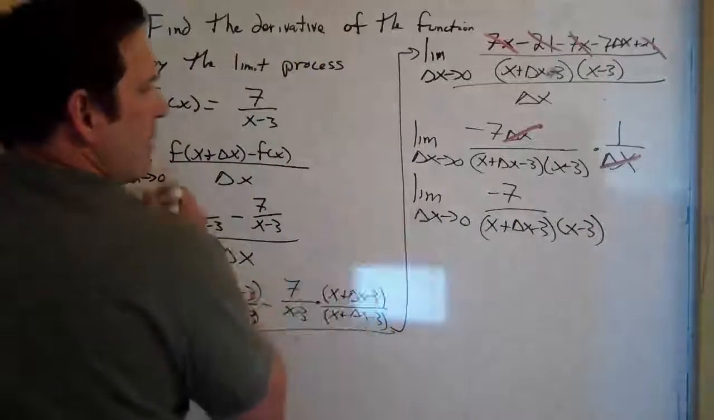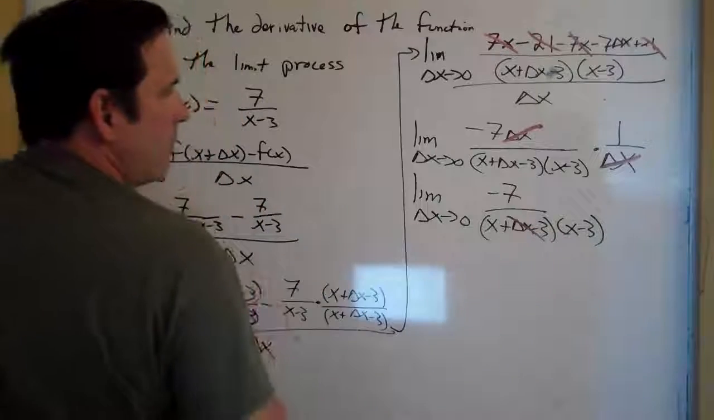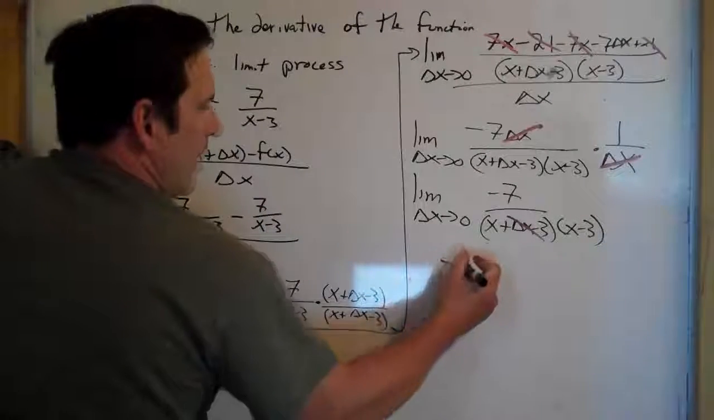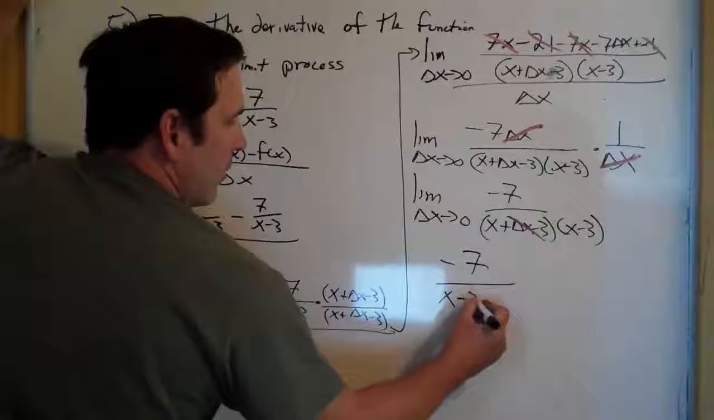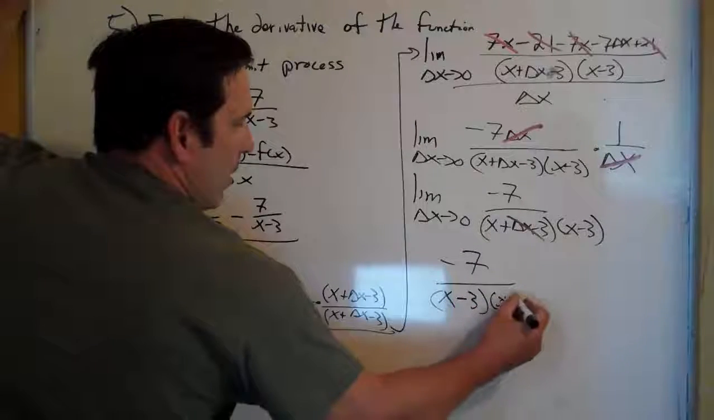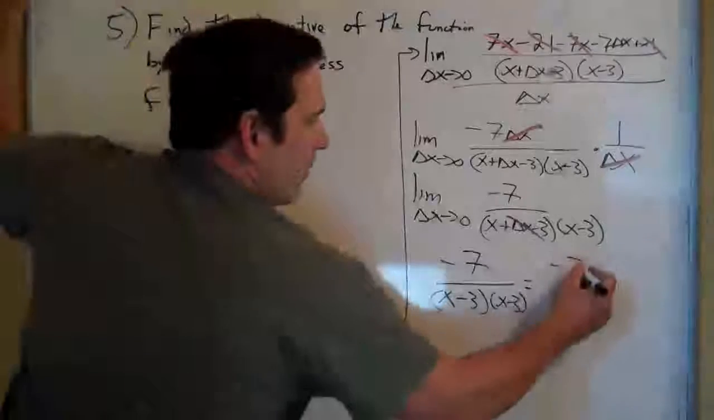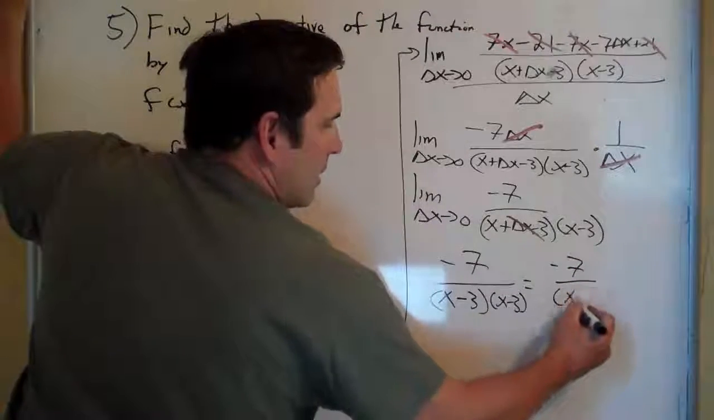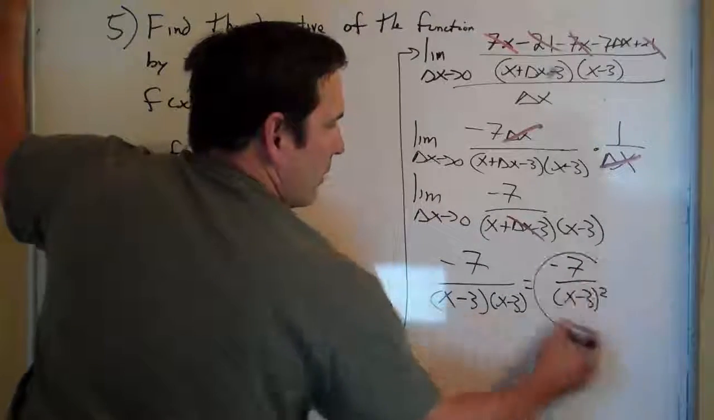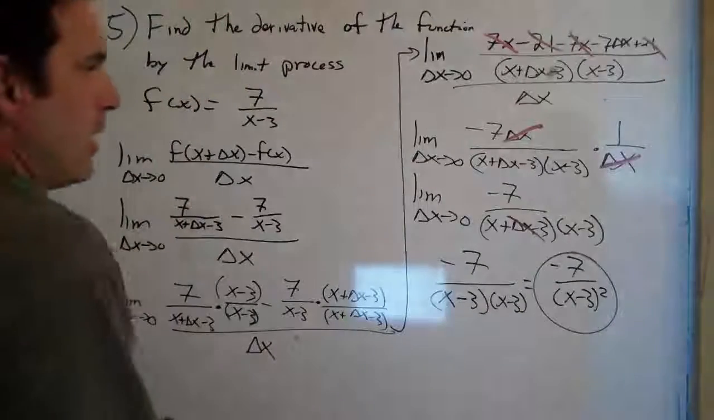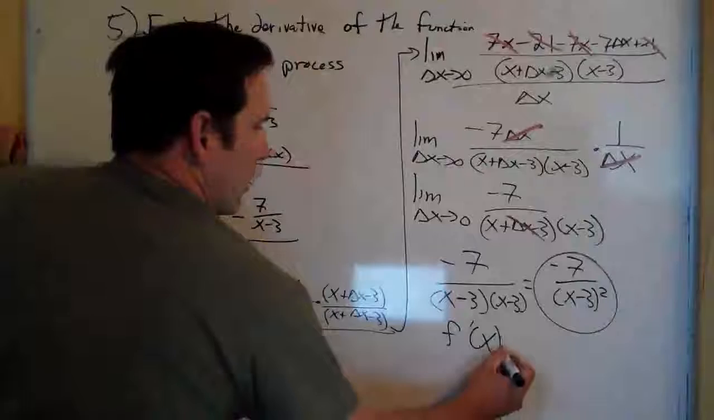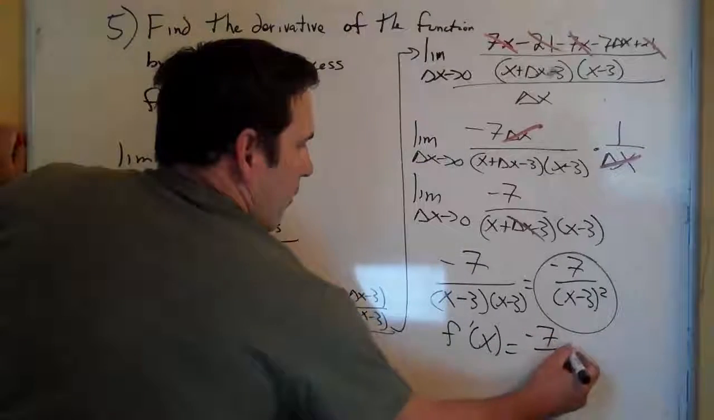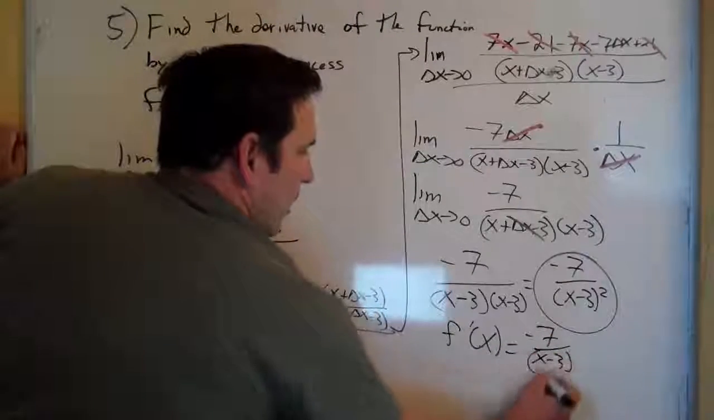And as delta x goes to 0, this term is going to go away, become 0. We get negative 7 over x minus 3 times x minus 3, which is negative 7 over x minus 3 squared. And that's the answer. So our f prime of x is negative 7 over x minus 3 squared.